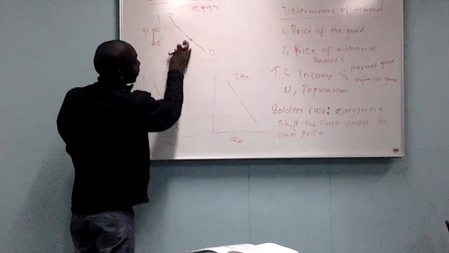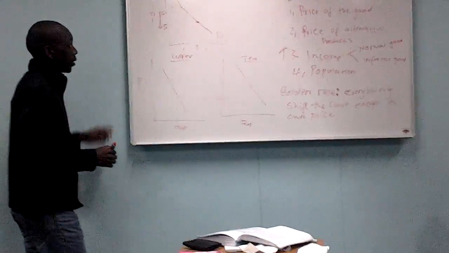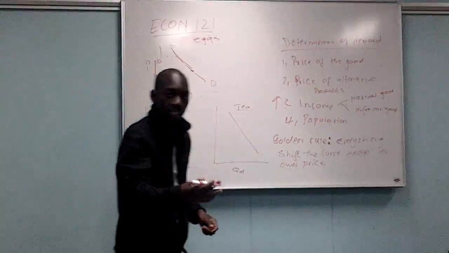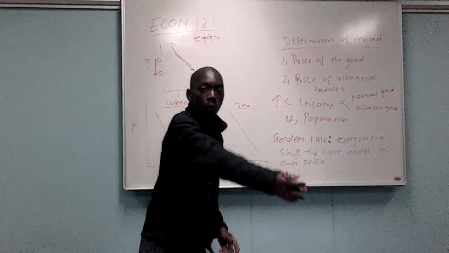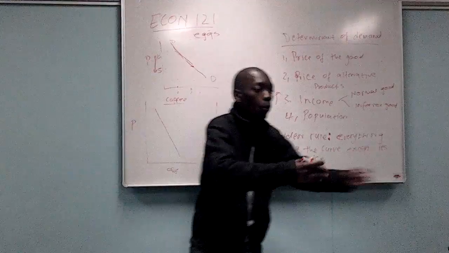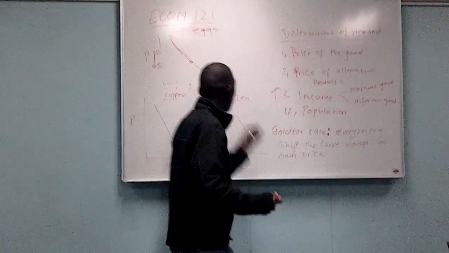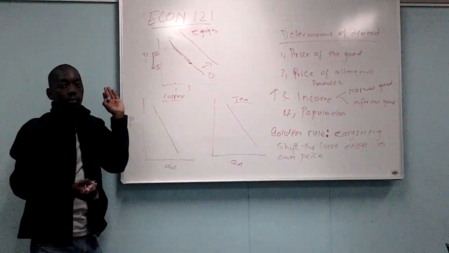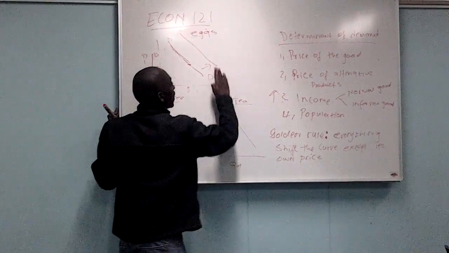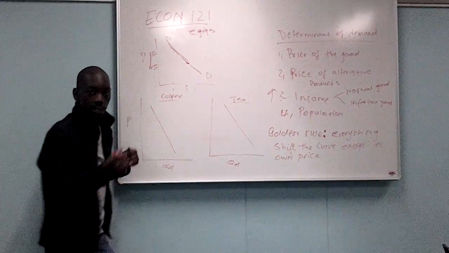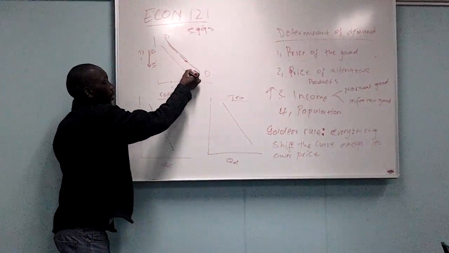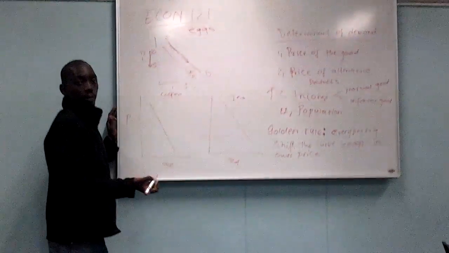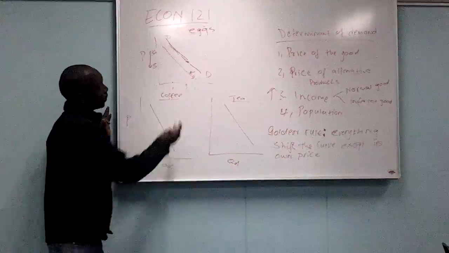Let's talk about the population. If the population increases, you buy more because you want to feed that whole lot of people. So it actually shifts where? To the right. If the population decreases, it shifts to the left. Don't forget the arrows and don't forget to label it. There are marks for labeling and marks for errors.